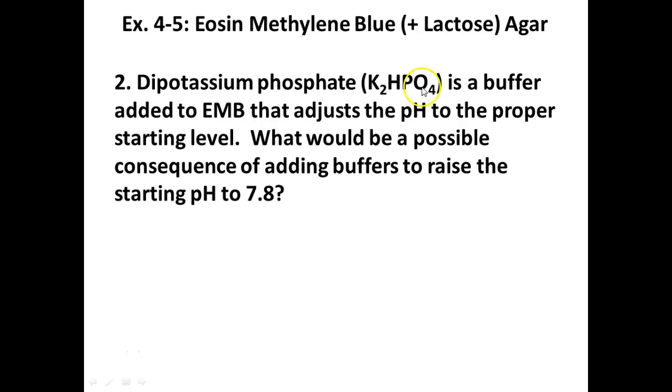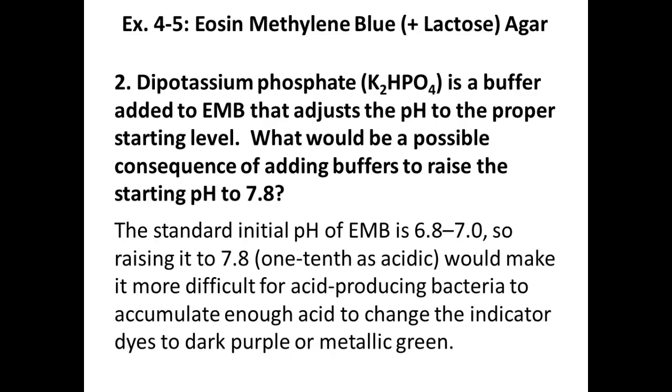So dipotassium phosphate is a buffer that's added to EMB, which helps adjust the pH. Because pH is important, right? What do acids do? They lower the pH, right? And we're measuring pH by these color changes in the interactions with the dyes. So if the pH is higher than it's supposed to be, that organism is going to have to produce a lot of acid for us to get the different color changes. So we could end up with some false results, right?